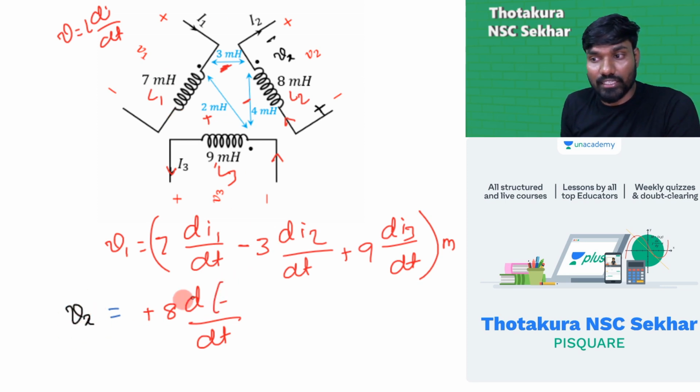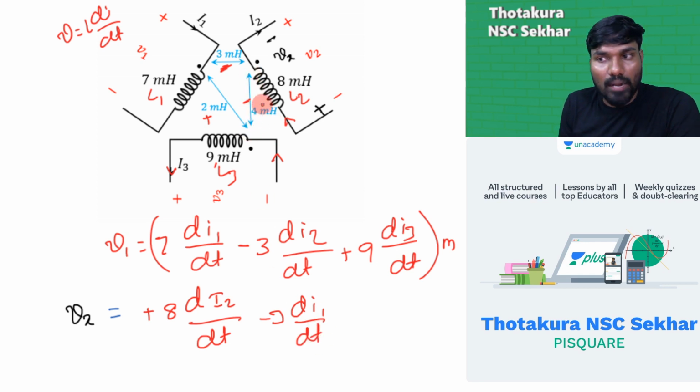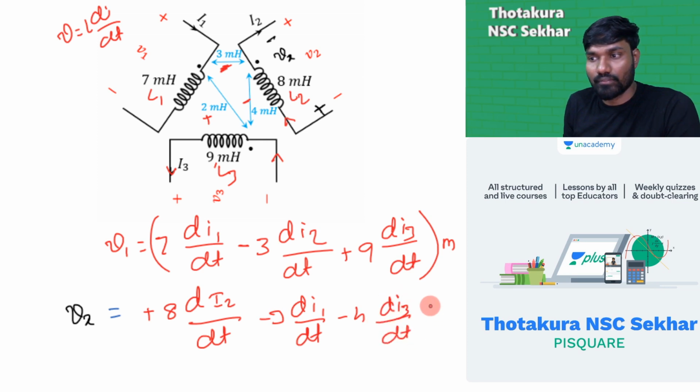I'm talking about Vx, guys. Sorry, plus I2. I'm writing again minus I2. Next, with respect to this I2 and this, what's the type of coupling? There is a negative coupling, so put minus here, minus 3 dI1 by dt. Next, with respect to these two, what's the coupling? Minus 4. We have already kept minus here. So minus 4 dI3 by dt, because this is current I3. This is not the equation for V2.